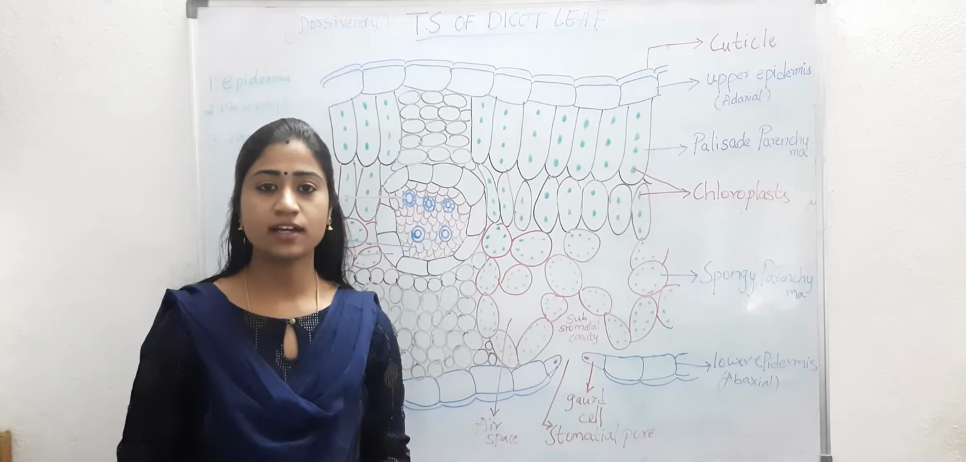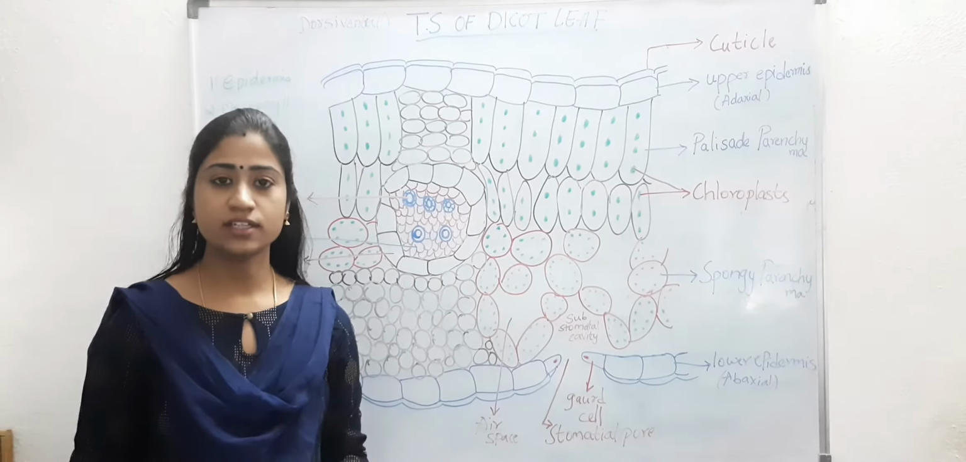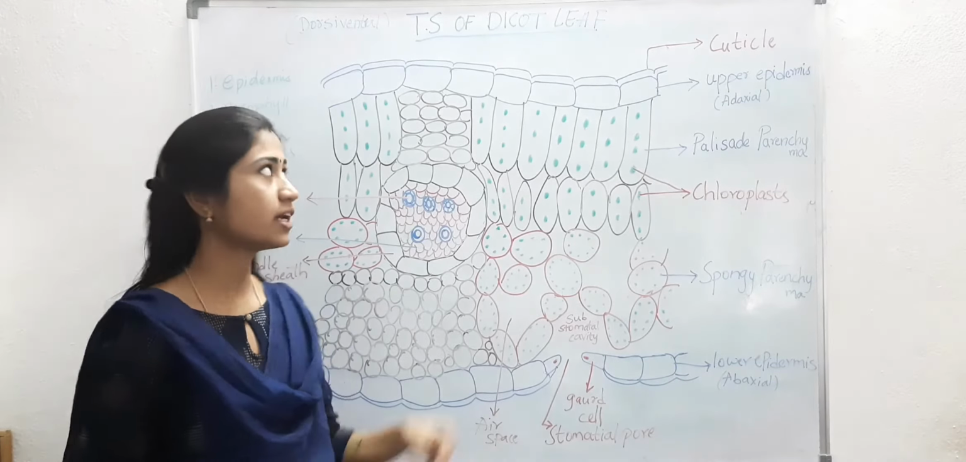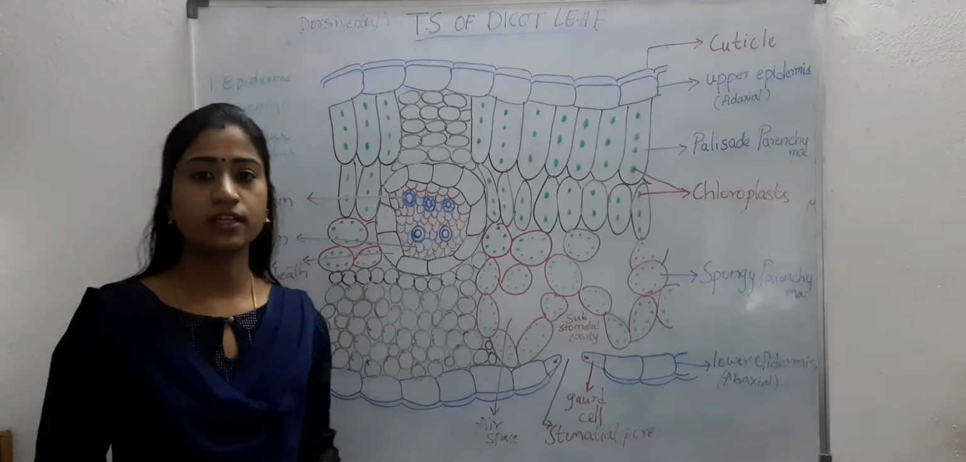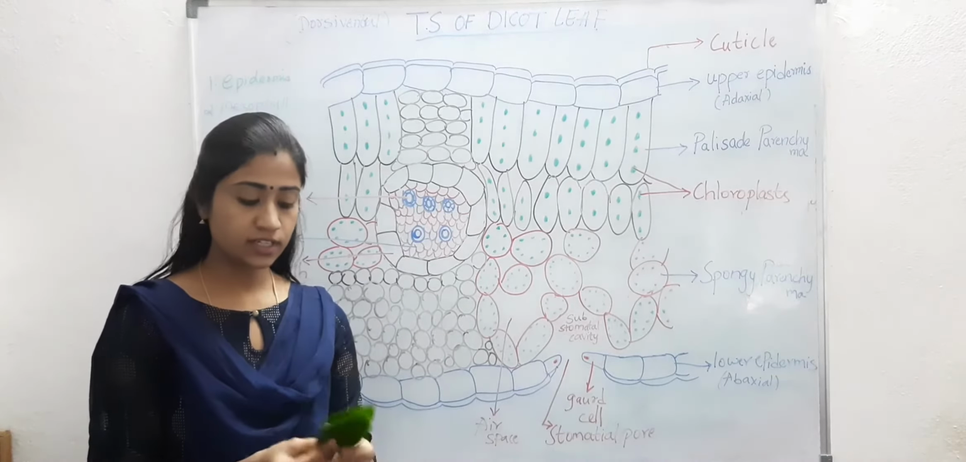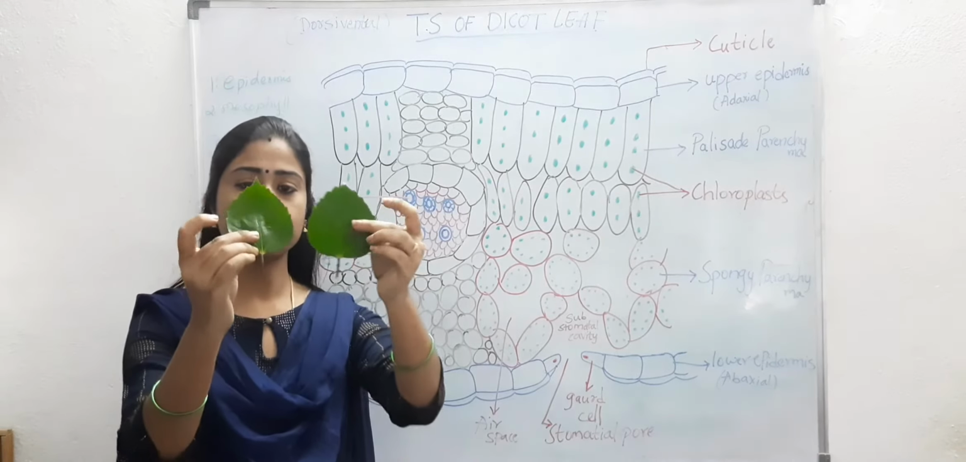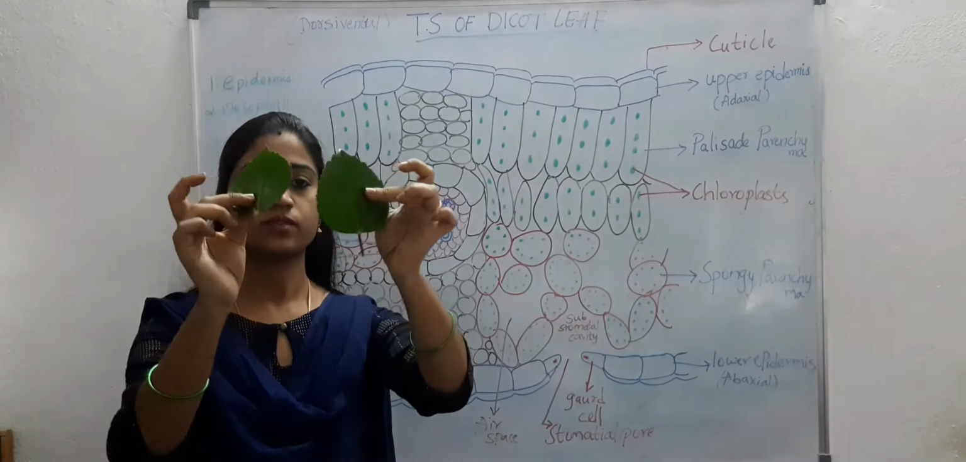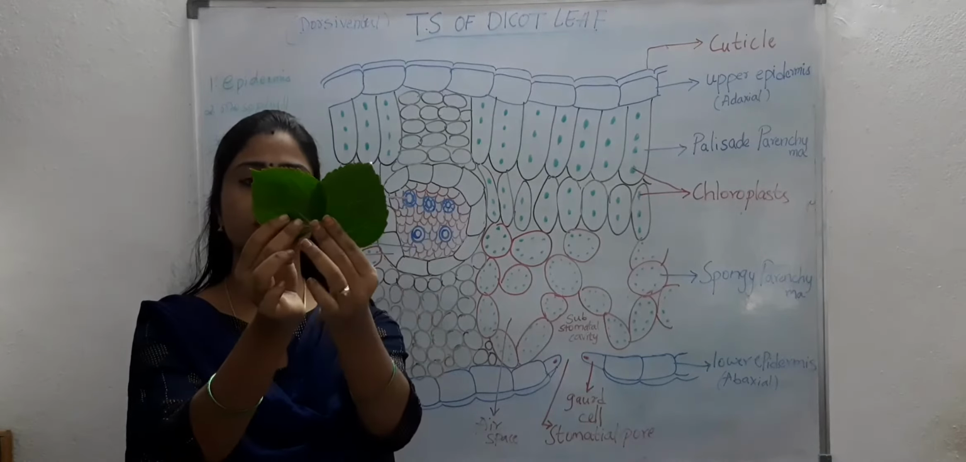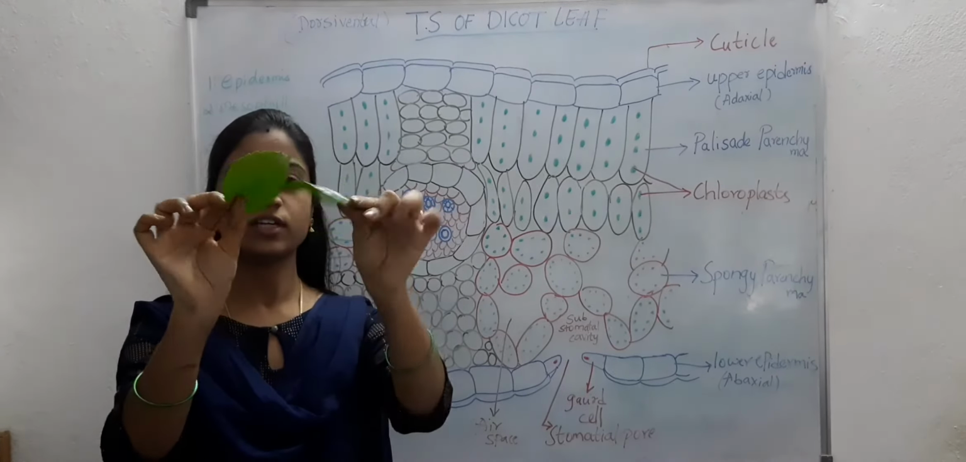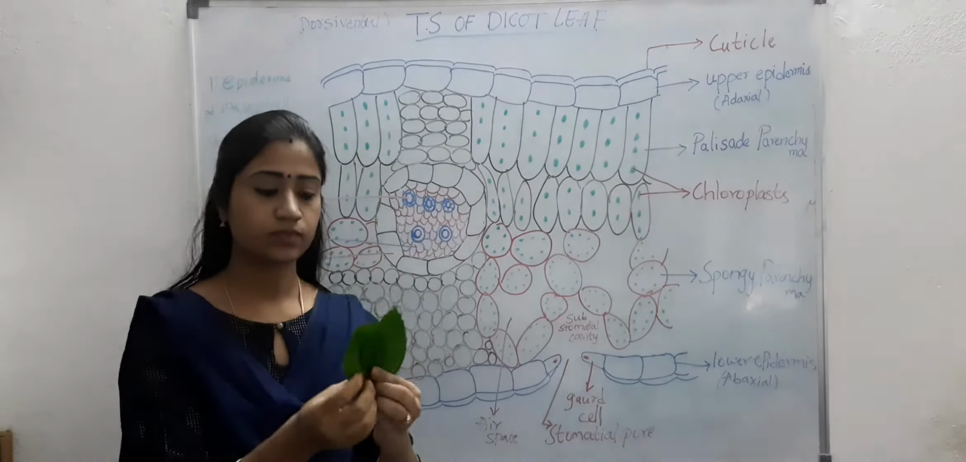Everybody, and welcome back. In this video we are going to discuss the transverse section of a dicot leaf, or dorsiventral leaf. I have brought the example of a hibiscus leaf, which is a dicot leaf. It has reticulate venation, so you can say it is a dicot leaf.